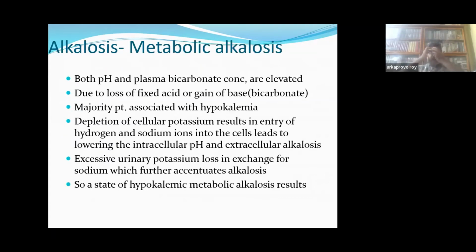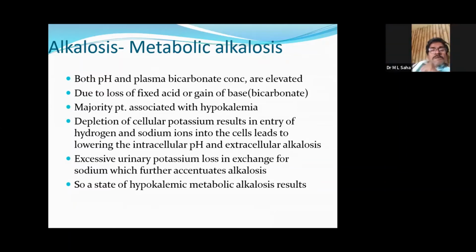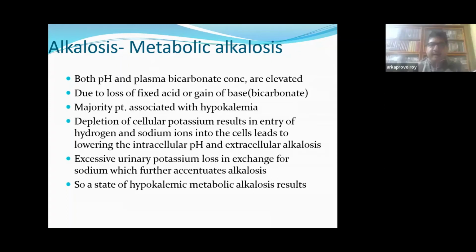Next comes alkalosis. First is metabolic alkalosis. Both pH and plasma bicarbonate concentration are elevated due to loss of fixed acid or gain of base. Majority of patients are associated with hypokalemia. Depletion of cellular potassium results in entry of hydrogen and sodium ions into the cells, leads to lowering of the intracellular pH and extracellular alkalosis. Excessive urinary potassium loss in exchange for sodium further accentuates alkalosis.